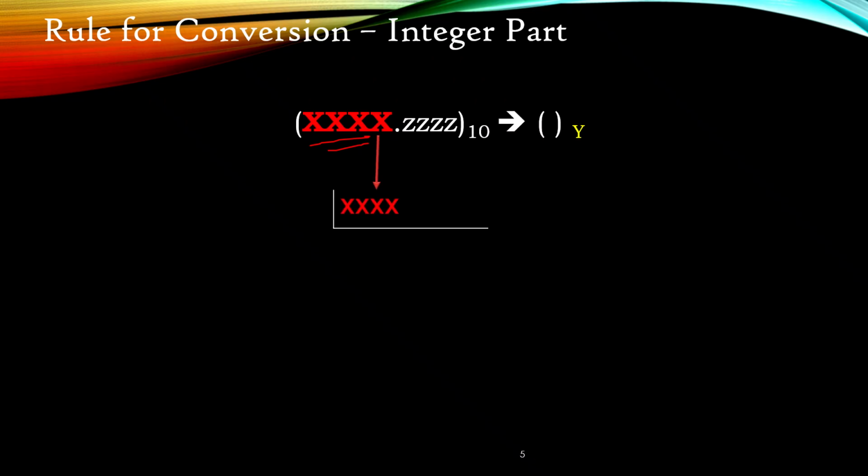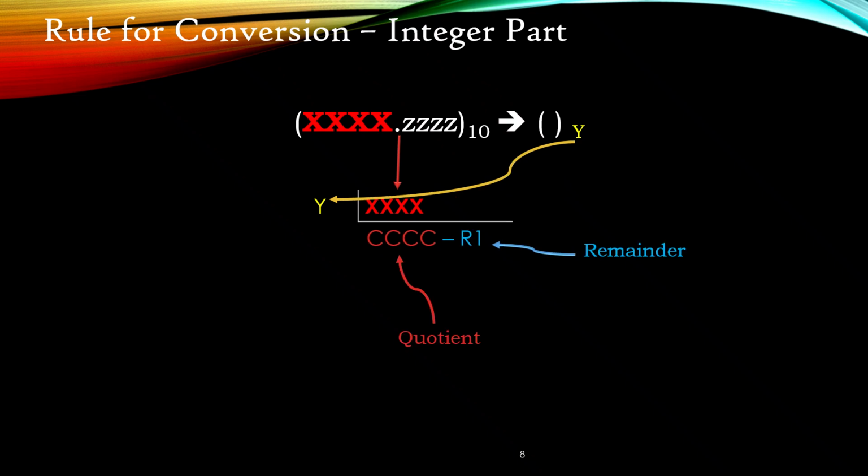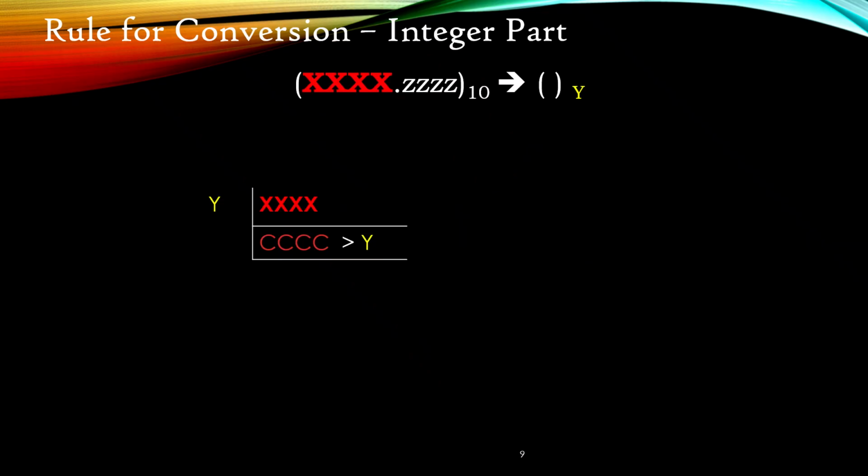Now what we have to do is divide this integer part by the base value of the system we are going to consider. So we are going to divide it by y. While dividing, we get two parts: one is the quotient and another is the remainder. Let us consider the quotient as CCCC and the remainder as R.